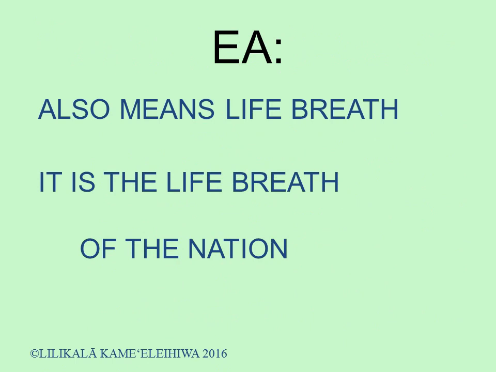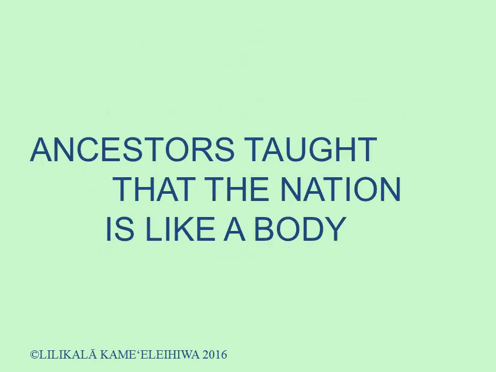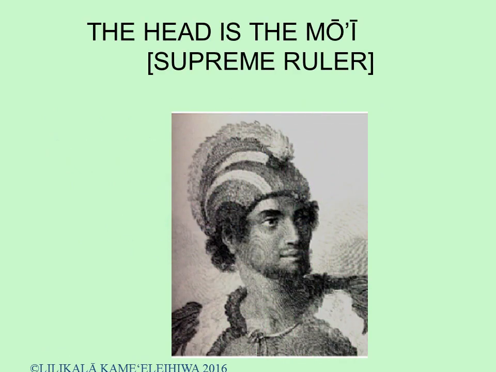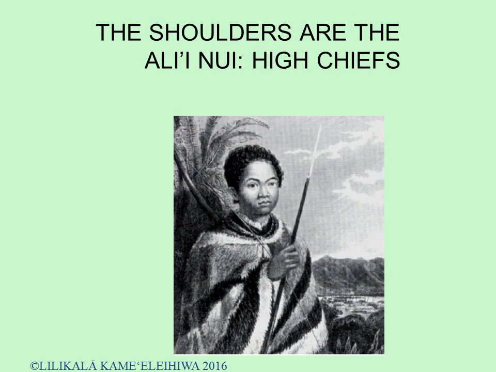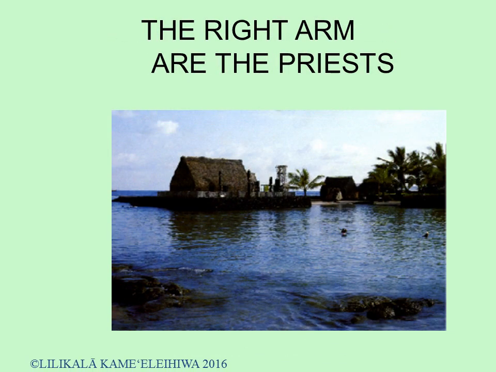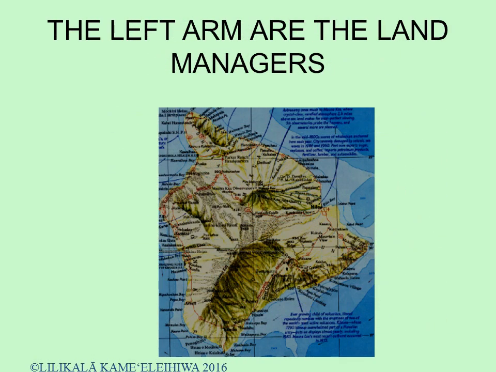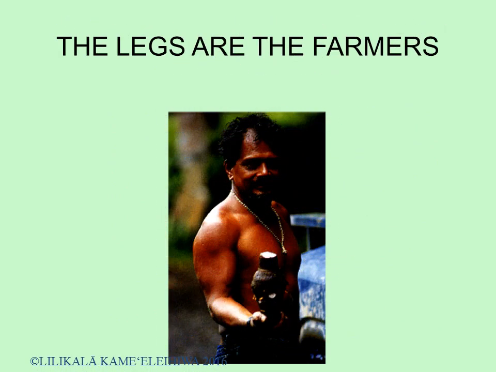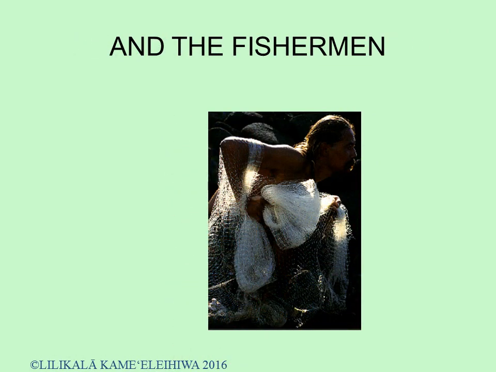However, ea also means life breath. It is the life breath of the nation. The ancestors taught that the nation is like a body. The head is the mo'i, or the supreme ruler. The shoulders are the ali'inui, the high chiefs. The right arm are the priests. The left arm are the land managers. The legs are the farmers and the fishermen.